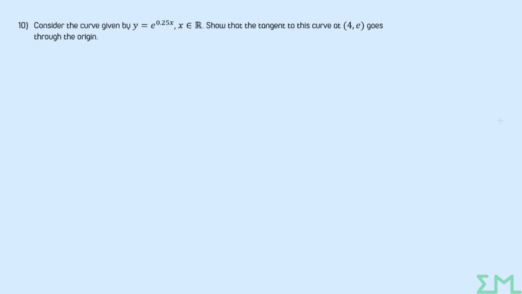Okay, last question. Consider the curve given by y equals e to the 0.25x, x belongs to the reals. Okay, so if you haven't seen that before, I imagine you have, but just in case, this means literally x belongs to the group of real numbers. Real numbers just means all the numbers that you're used to, rational and irrational, fractions, negative, integers, all of them. It just means that there's no restriction on the numbers that can go into this. Show that the tangent to this curve at (4, e) goes through the origin.